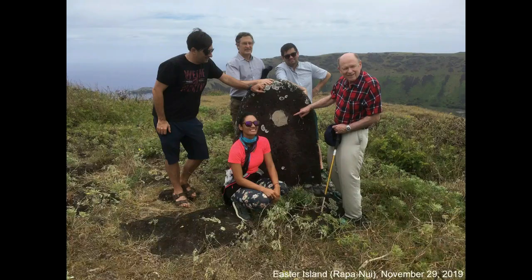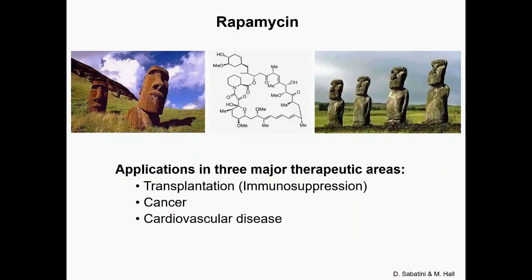So what does rapamycin actually look like? So this is this molecule, small molecule rapamycin. It now has applications in 3 different major therapeutic areas. It first became very famous, as I mentioned, as an immunosuppressive drug, but now it's even more famous as an anti-cancer drug, and it's also used in the treatment of cardiovascular disease, restenosis after angioplasty in particular. So it's extremely rare that one molecule can have applications in 3 such different major therapeutic areas.